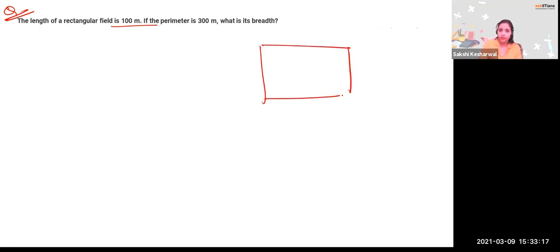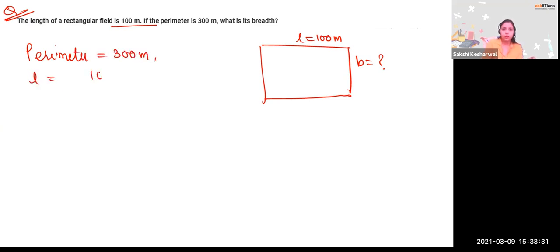This is a rectangle, right? So length is equal to 100 meter, and you don't know the breadth, right? But you know the perimeter. The perimeter is equal to 300, right? Length is 100 meter, and you don't know the breadth. So we know that the perimeter is equal to 2 times of L plus B, right?